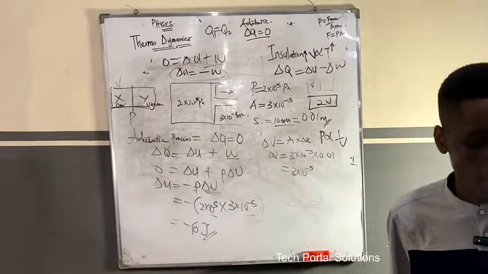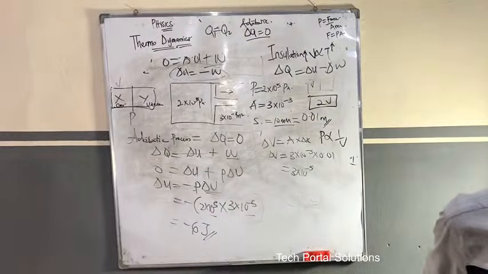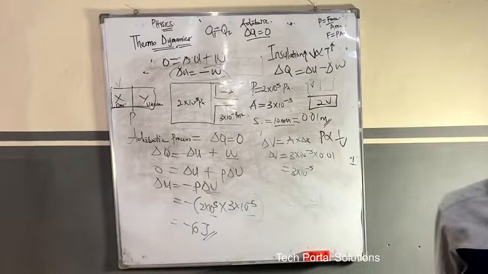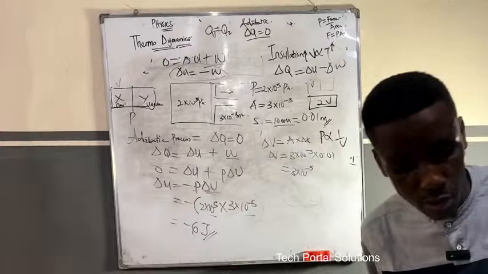Next question, write this one. A gas has a volume of 0.02 meter cube.